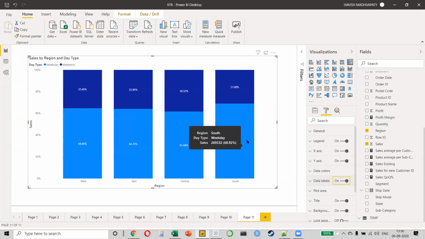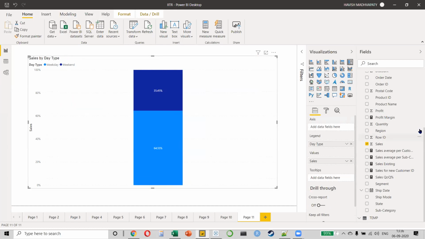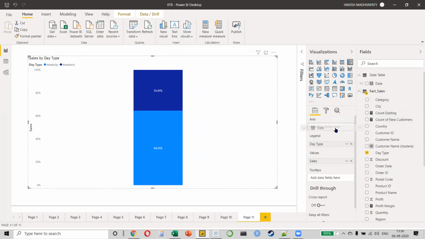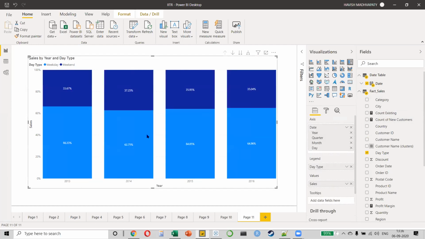Here. Right? If you want to look at the pattern for the last 4 years, then I can remove my region and I can put my order date. Because as a business, I want to understand what is the trend for the last 4 years. So you notice that 66, 62, 64, 64. So basically, there isn't a lot of movement, right? If you look at the weekend sales, from 33, it became 37. Then it became 35, it remained at 35.